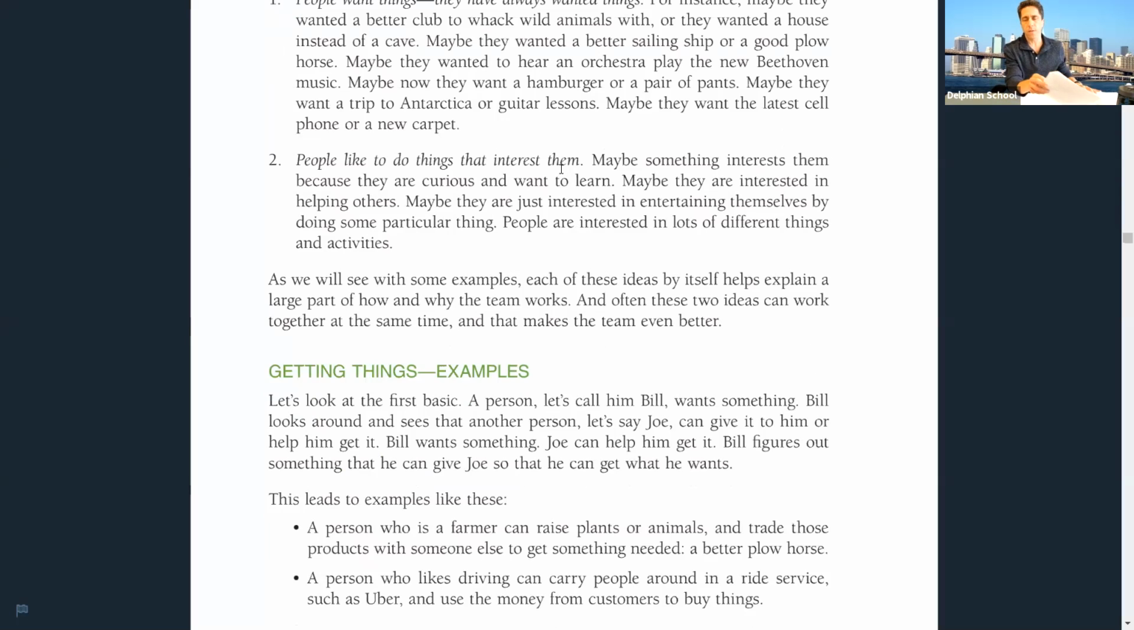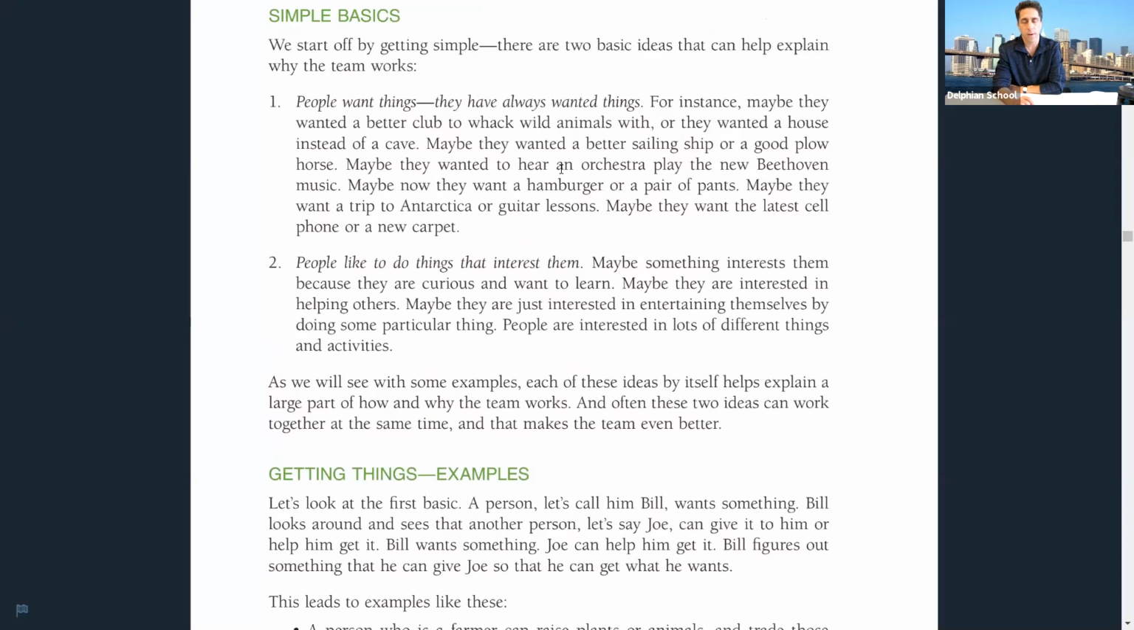As we will see with some examples, each of these ideas by itself helps explain a large part of how and why the team works. And often these two ideas can work together at the same time, and that makes the team even better. So to review, these two ideas are people want things and people like to do things that interest them. All right, so that's step one.